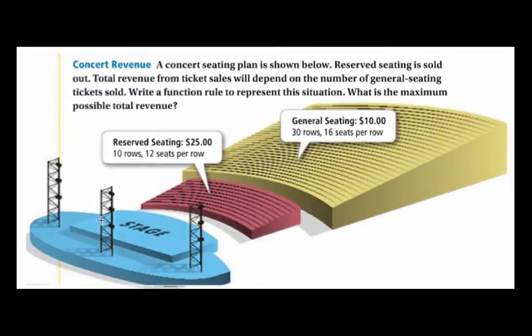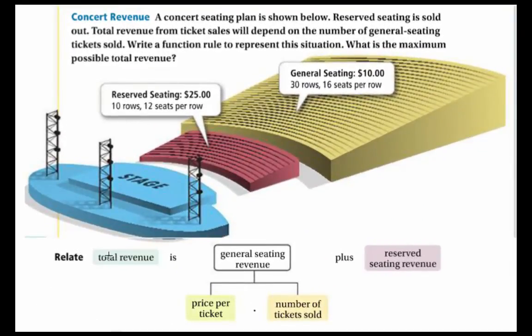So you can see we've got the stage, and then this maroon colored seating area is our reserve seating, and then this yellow or gold colored area of the arena is where our general seating is. So we're told that reserve seating is $25, 10 rows, 12 seats per row. Our general seating is $10, 30 rows at 16 seats per row. So the relationship here is that the total revenue, how much money they bring in, is general seating revenue, so it's the price per ticket times the number of tickets sold, plus the reserve seating revenue.